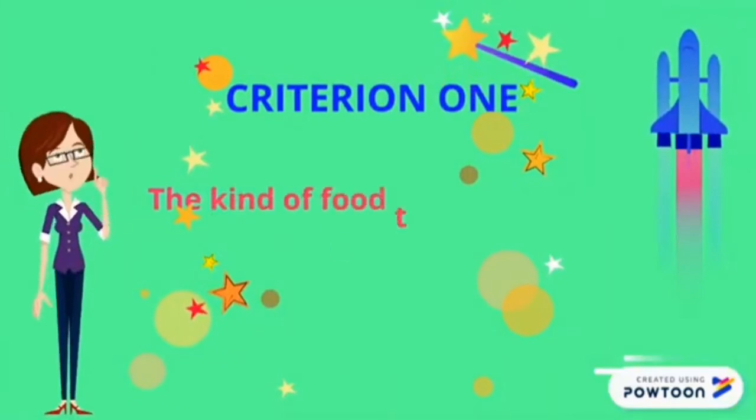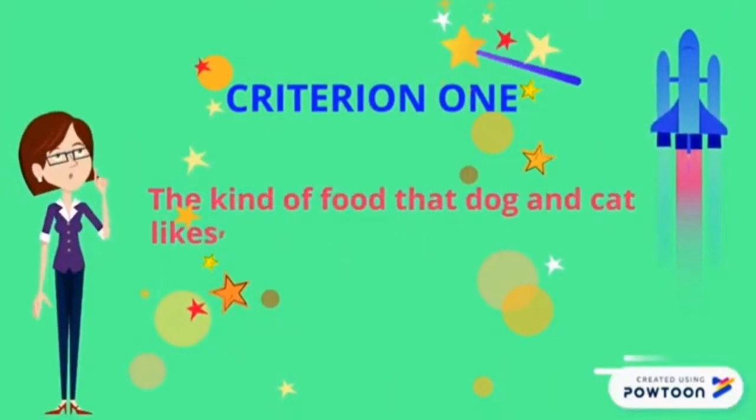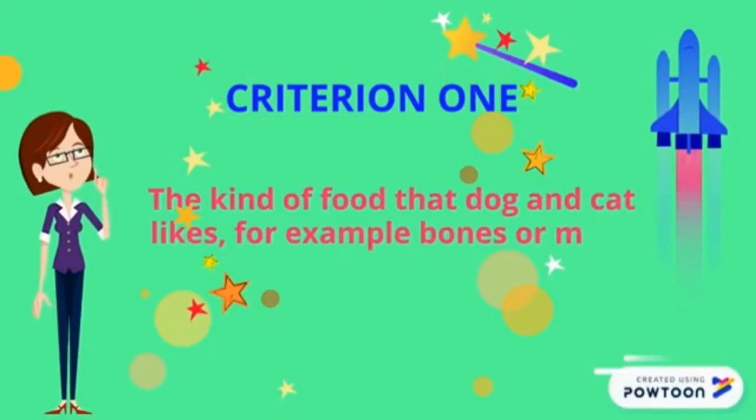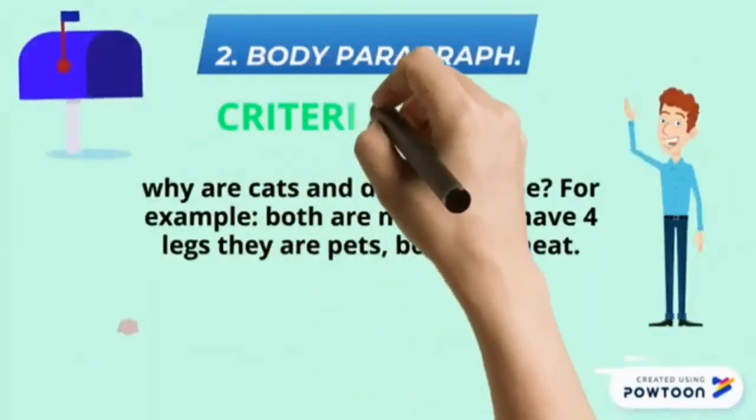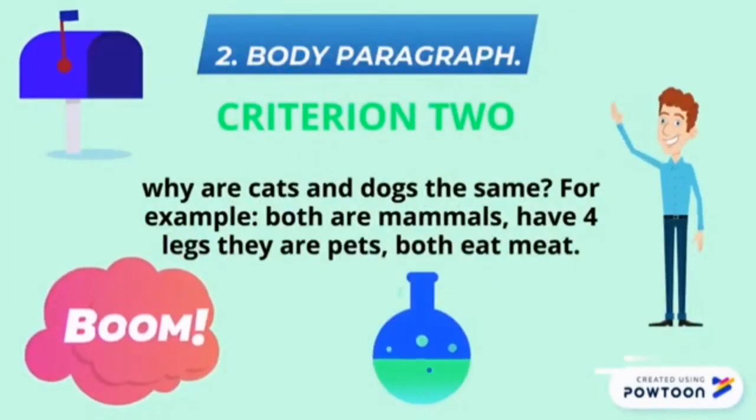As I already said, the body paragraph is divided into three criteria. Criterion number 1 says the kind of food that dogs and cats like, for example, bones or mice. Continuing with the body paragraph, criterion number 2 says why cats and dogs are the same. For example, both are mammals, have 4 legs, are pets, both eat meat, and so on.